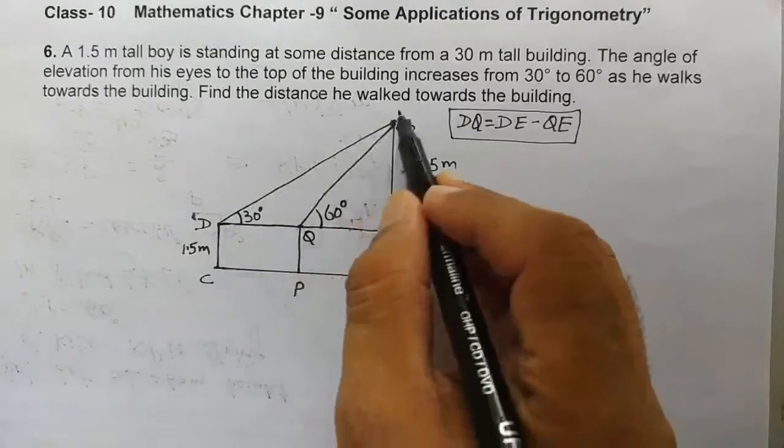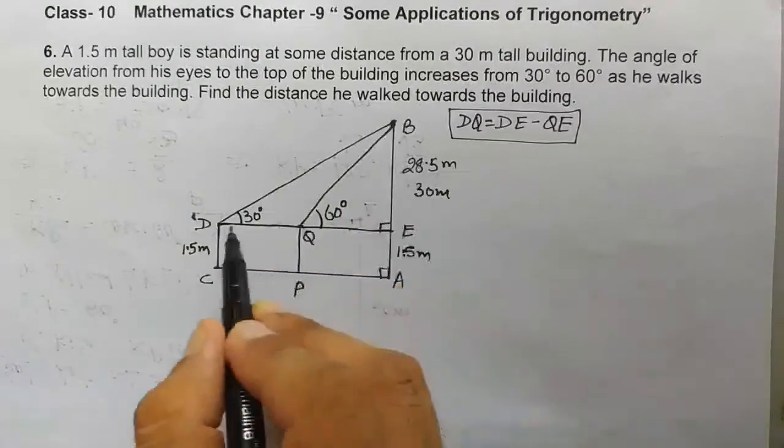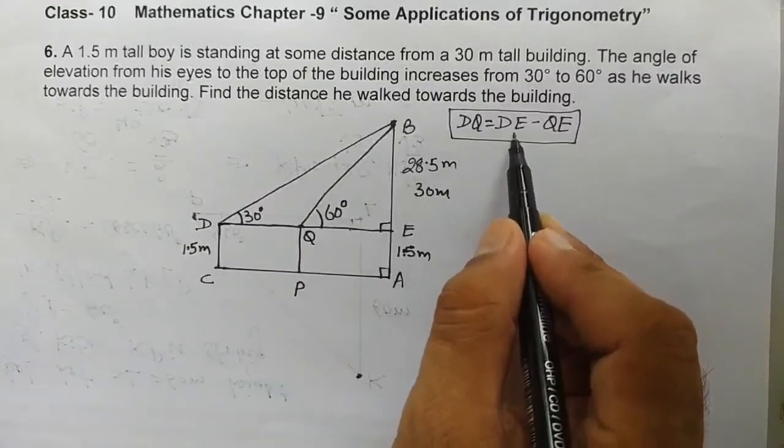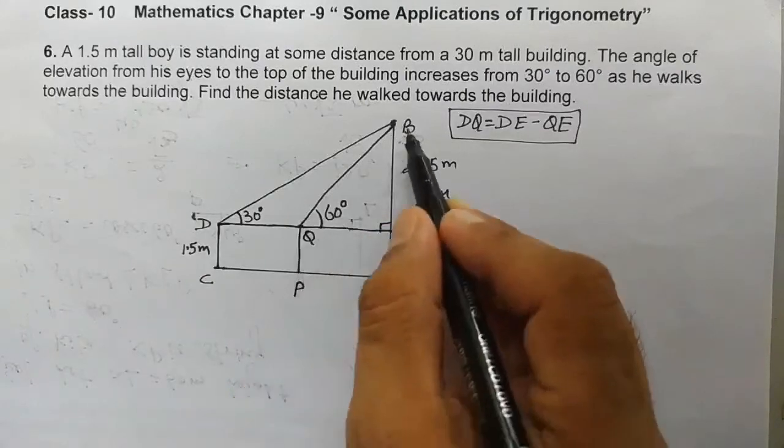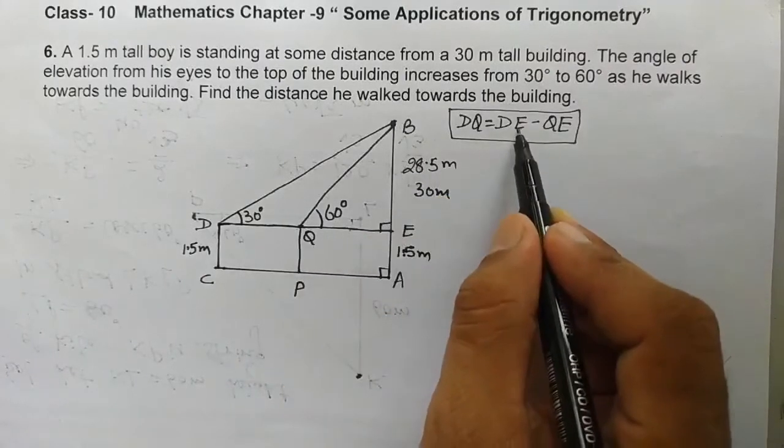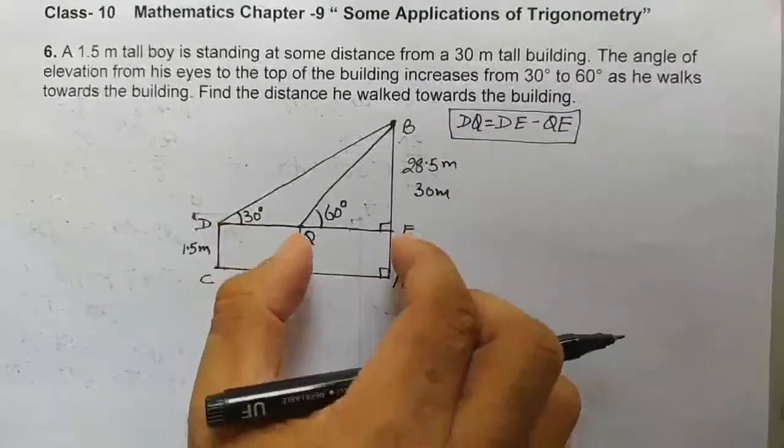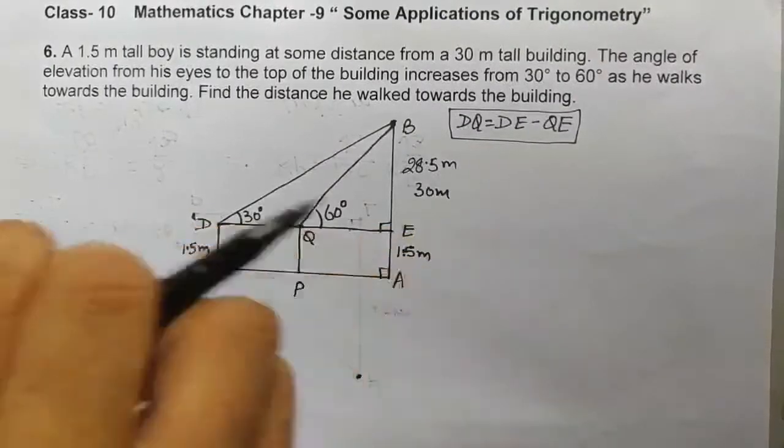So what we do, in the bigger right angle triangle we have BE, we will find out DE. Now in the smaller right angle triangle we have BE, we can find out QE. So we will minus these two, DE minus QE, that is DQ. So this way we will find this.